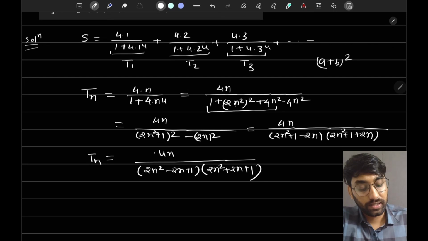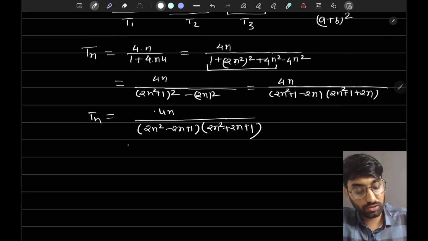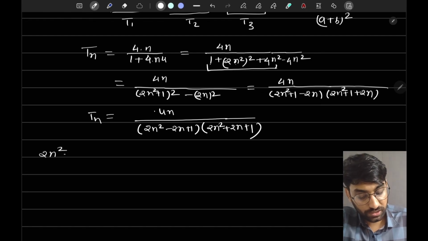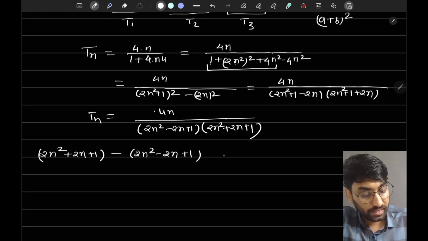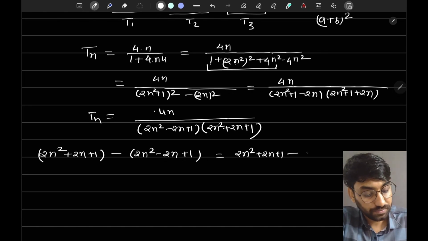Correct? Now here is the thing that you need to observe. If I subtract 2n² + 2n + 1 by 2n² − 2n + 1, what will I get? I will get 2n² + 2n + 1 − 2n² + 2n − 1. So 2n² and the 1 will cancel out. So what will I get?